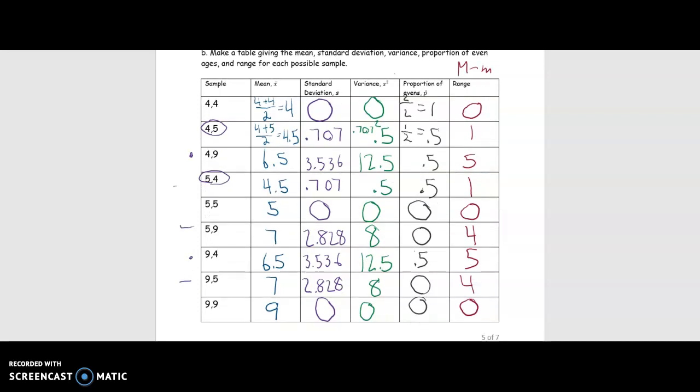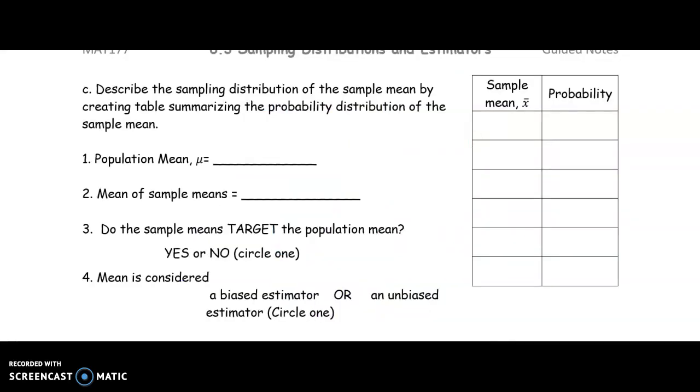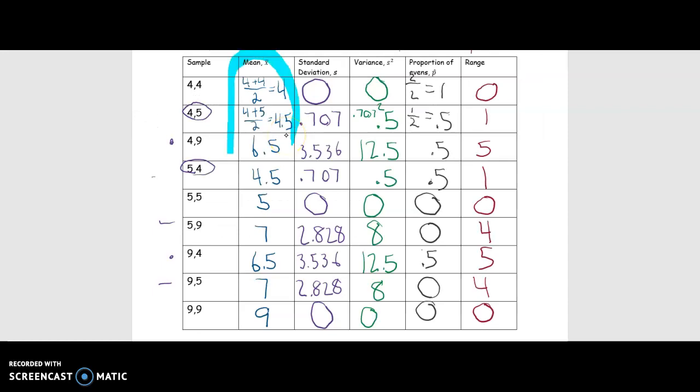Now we're going to make a sampling distribution for each of these statistics, so we'll continue to refer back to this table. First, we are going to describe the sampling distribution of the sample mean by creating a table summarizing the probability distribution of the sample mean. You'll notice on our chart on the previous page, some of the sample means repeated. We're going to create a condensed table for these sample means.